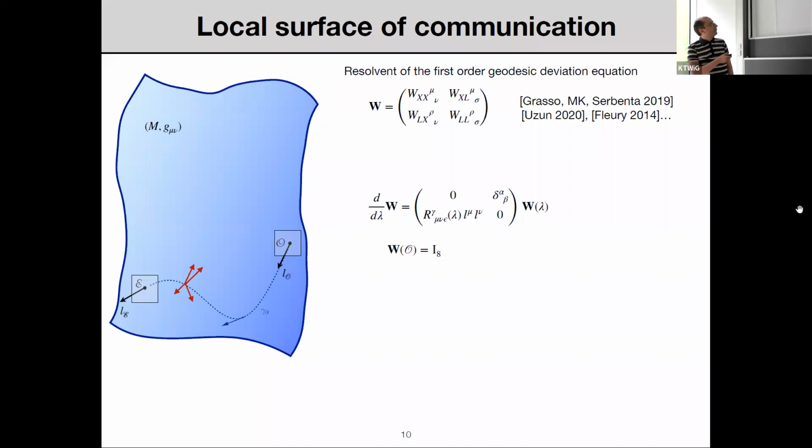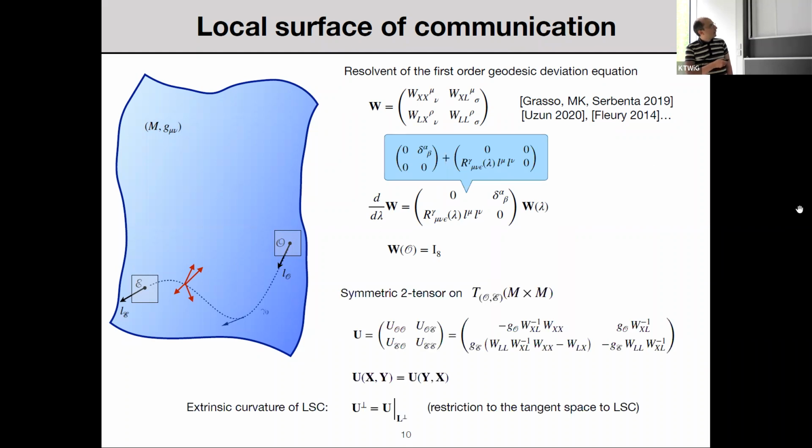Okay, so we get this W. What can we do with that? Well, we can define a symmetric 2-tensor on the tangent space by taking all the 4 submatrices of W and arranging them in this particular way. It looks quite abstract and strange, but I will later tell you where this comes from.